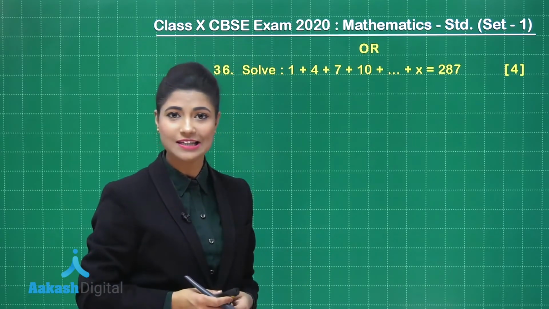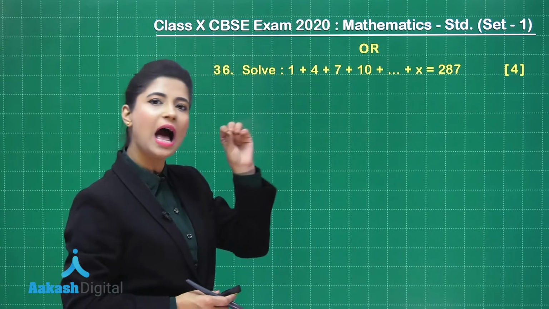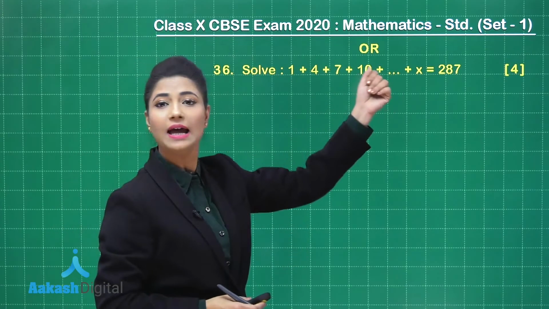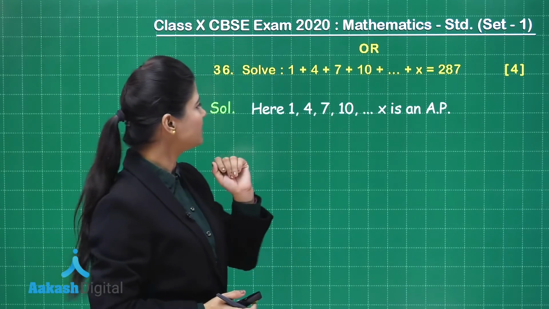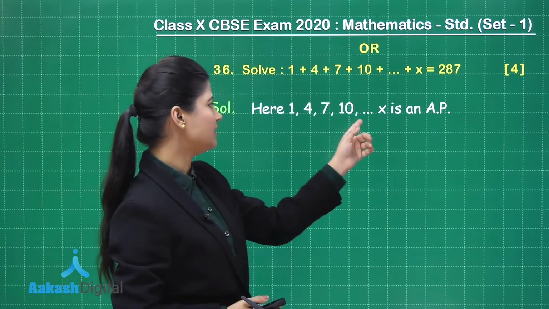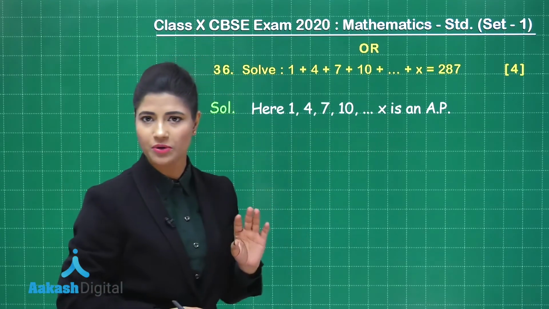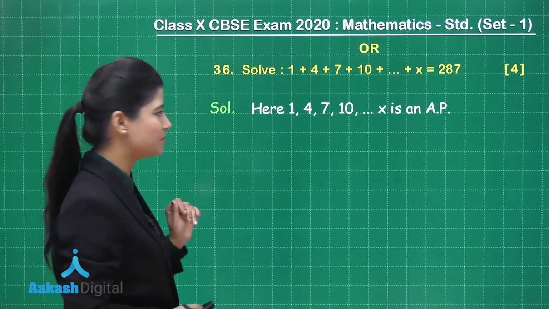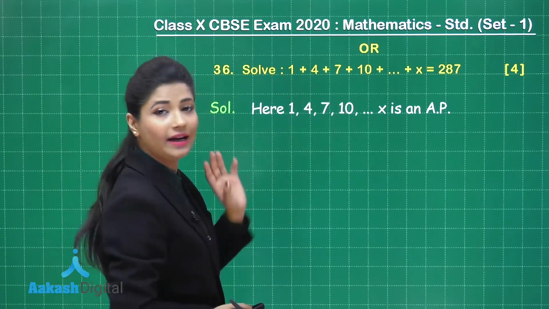So I could definitely state that on the left hand side, I have been provided with the sum of n terms of an AP, where x is the nth term. So let's consider that 1, 4, 7, 10, and so on till x is an arithmetic progression, as there is a constant common difference between 2 consecutive terms. So x is the nth term here.